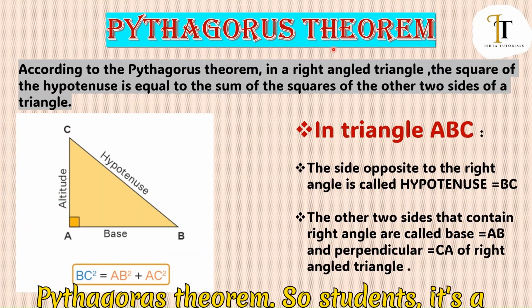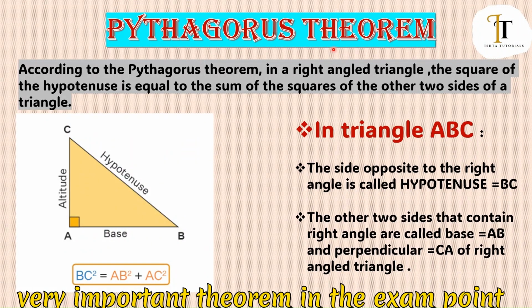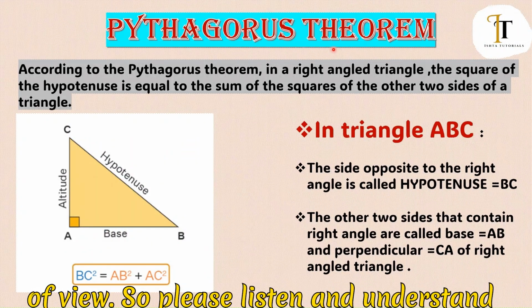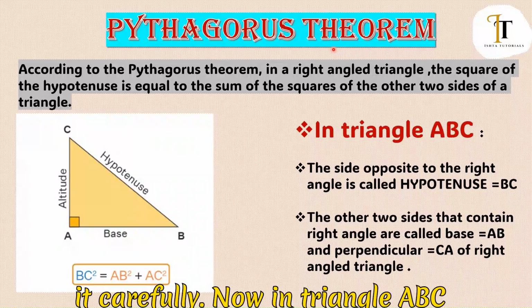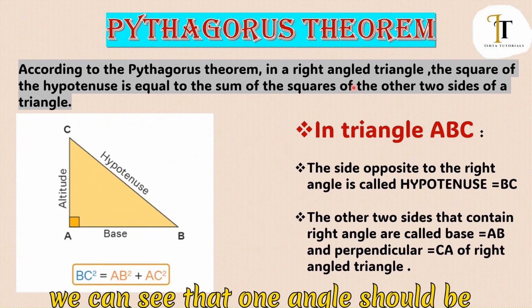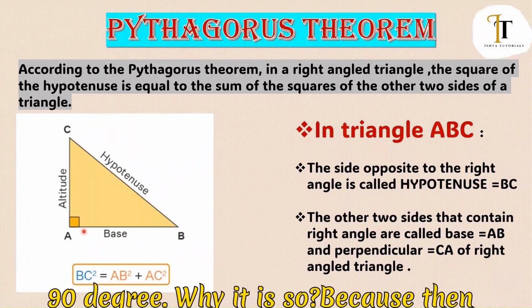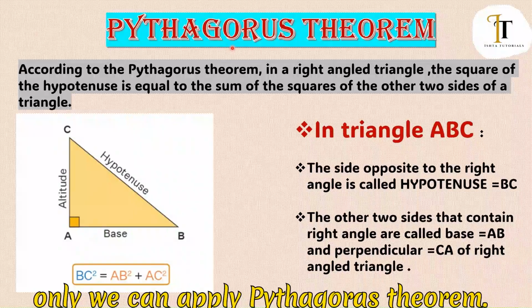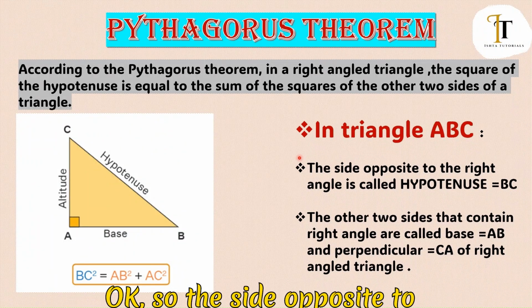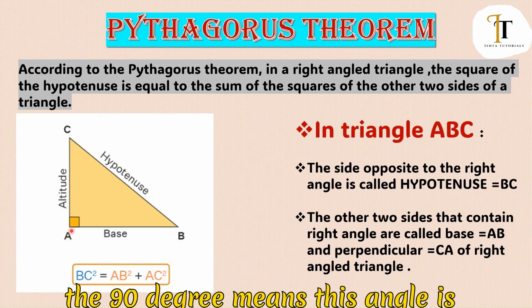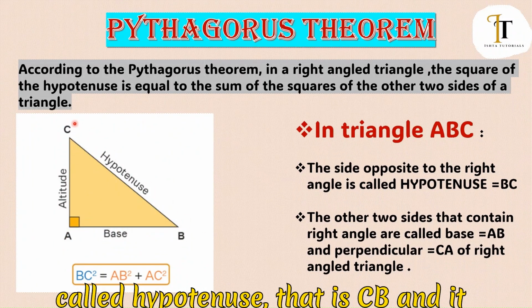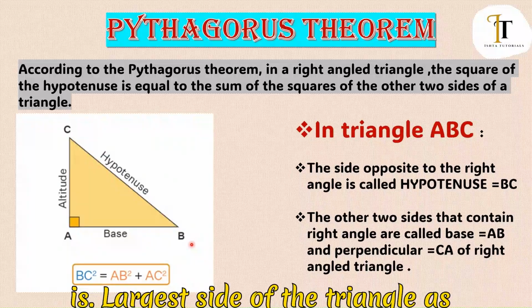Pythagoras theorem. So students, it's a very important theorem from the exam point of view. So please listen and understand it carefully. Now in triangle ABC, we can see that one angle should be 90 degrees. Why is it so? Because only then can we apply Pythagoras theorem. So the side opposite to the 90 degree angle is called the hypotenuse, that is CB, and it is the largest side of the triangle as well.